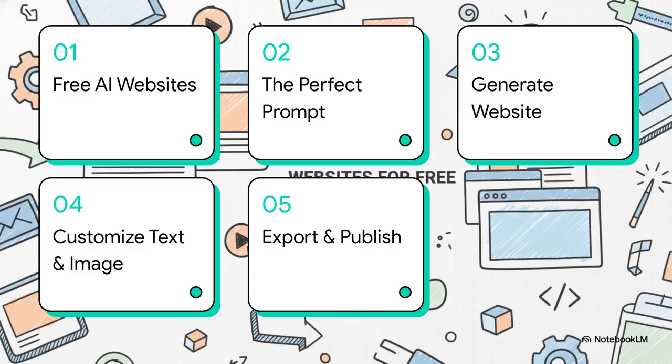Okay, here is our Zero to Hero website blueprint. Step 1, free websites with AI. Step 2, crafting the perfect prompt. Step 3, generating your website. Step 4, customizing text and images. And finally, Step 5, exporting and publishing.